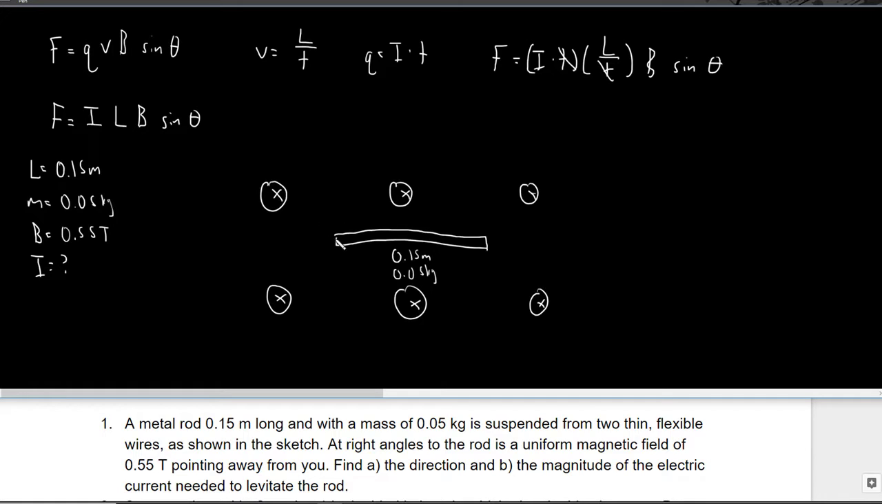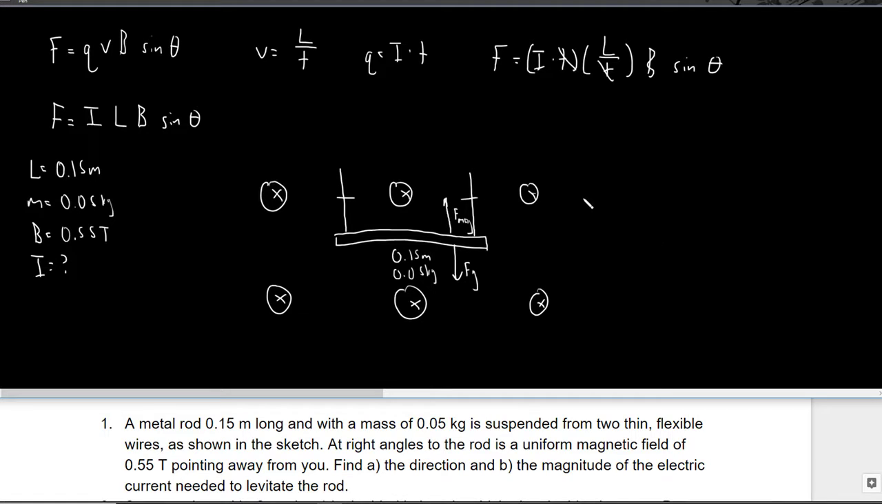They've suspended the rod from two thin flexible wires, and they want to know essentially if I cut the wires, what strength of current will be enough to oppose the force of gravity? Because we know the force of gravity is going to pull down on this wire, and we need a magnetic force. We just need to know how to get the magnetic force to equal the force of gravity so that my rod, if I cut the wires, essentially just hovers there, it levitates.